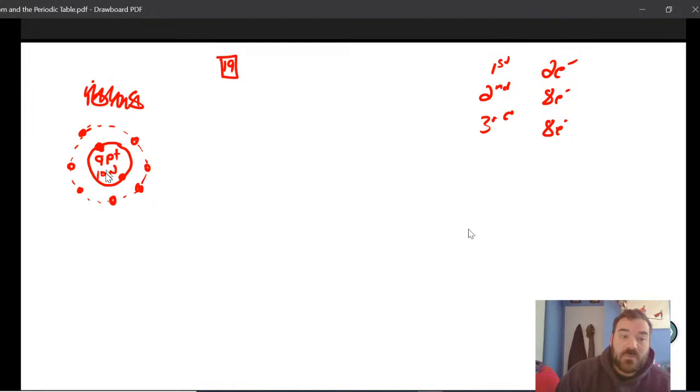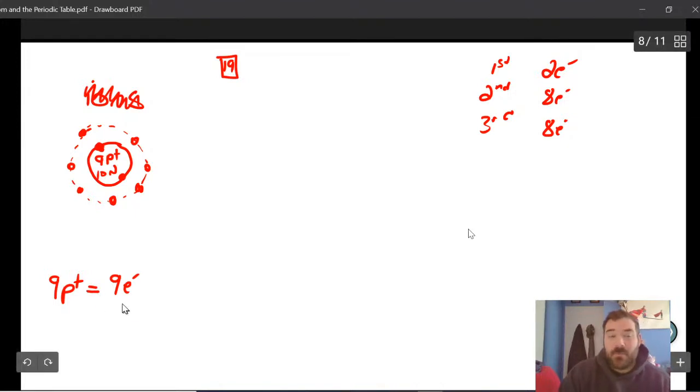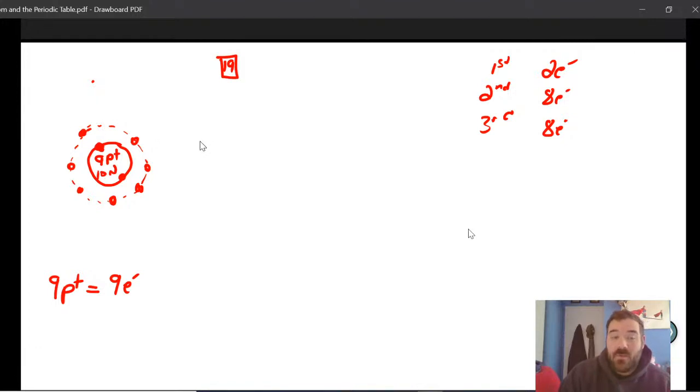It doesn't have a charge, neither positive nor negative, because it has 9 positive protons, but then it also has 9 negative electrons. Each proton has a positive 1 charge, each electron has a negative 1 charge. These charges are balanced, so they cancel each other out, and the resulting charge on this entire atom is neutral. But that changes depending on whether this atom gains or loses an electron.